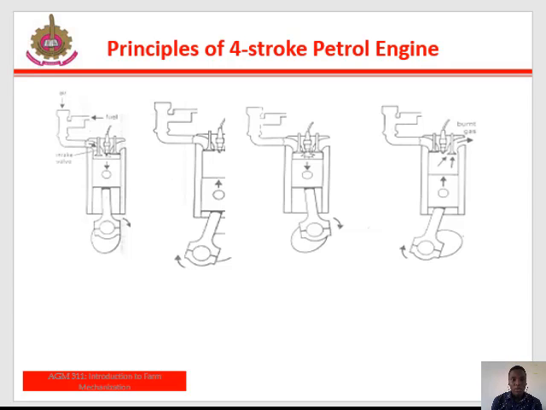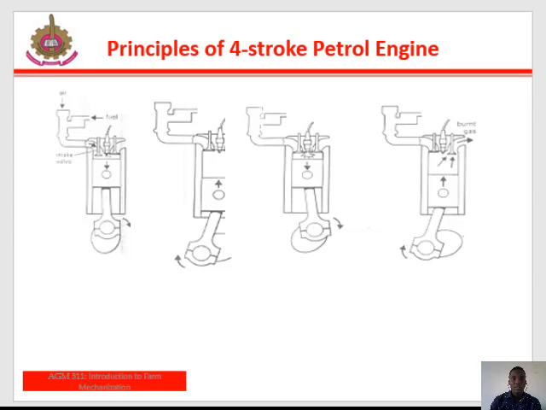Then the second image from the left shows the compression stroke in the petrol engine. In this stroke, both the inlet and exhaust valves remain closed. The piston is pushed upward by the connecting rod to compress the fuel-air mixture in the combustion chamber, thus increasing the temperature of the mixture.